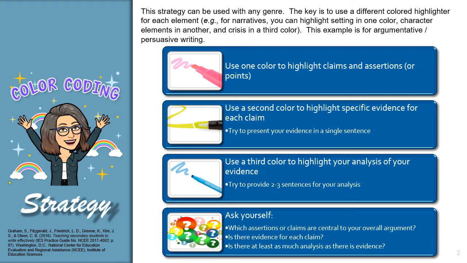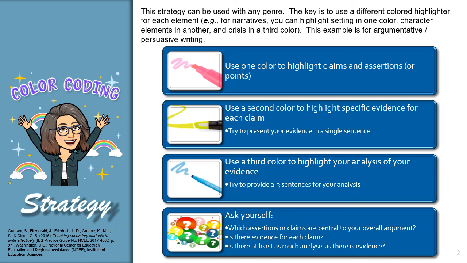The second thing you'll ask yourself is, do you have evidence for each claim? You'll want to make sure that every pink highlighted section is followed by the yellow, your evidence. And finally, you're going to want to see, do you have as much analysis as there is evidence? Typically, you'll want to provide twice as much analysis as the evidence itself.